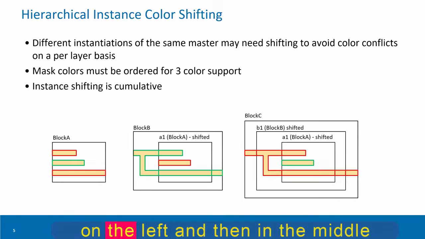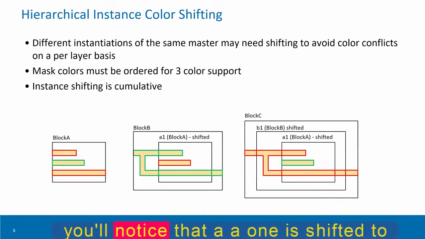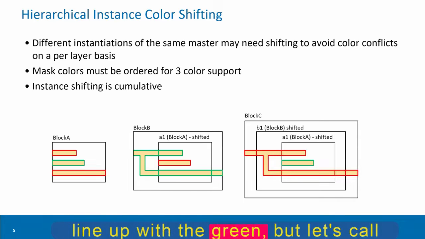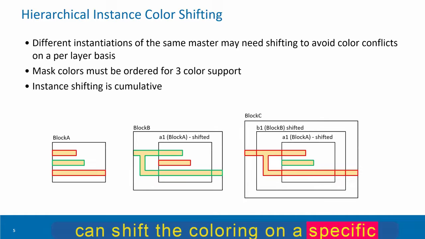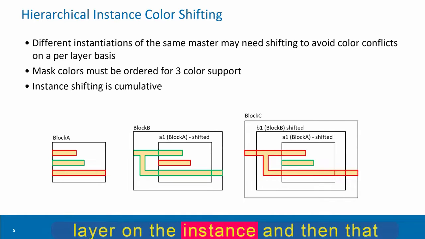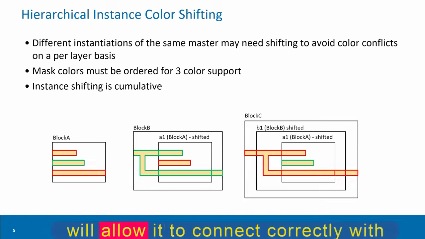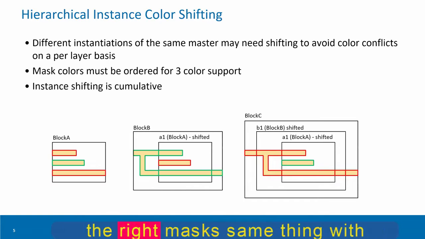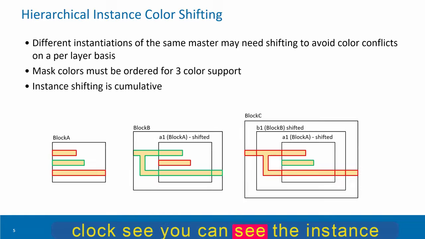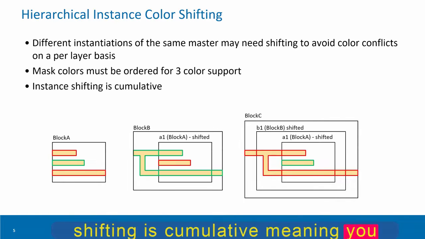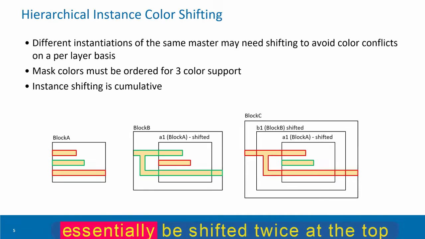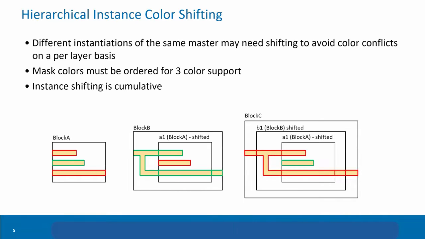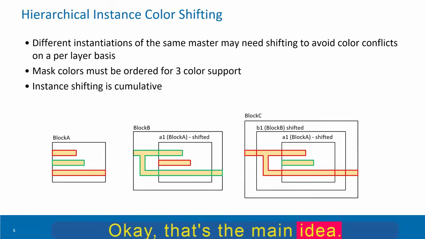It may not always have the same coloring, right? So you see block A is here on the left, and then in the middle, you'll notice that A1 is shifted to line up with the green. Let's say the green is mask color 1 and the red is mask color 2. So we can shift the coloring on a specific layer on the instance, and then that will allow it to connect correctly with the right masks. Same thing with block C. You can see the instance shifting is cumulative, meaning you shift A1 by 1 and you shift B1 by 1. Well, A1 is going to essentially be shifted twice at the top level. Okay, that's the main idea.